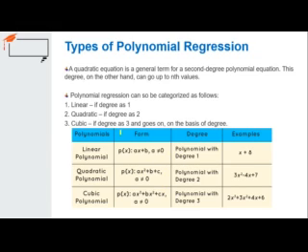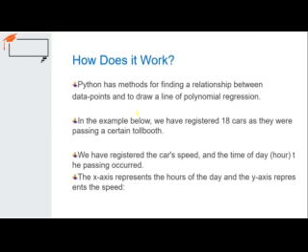Once you go deeper into Python with machine learning, we can go through polynomial regression later for the completion of many projects. Now the question is how does it work? Python has methods for finding the relationship between the data points and drawing a line of polynomial regression. So we are going to see two examples.